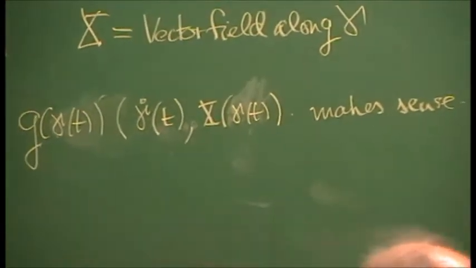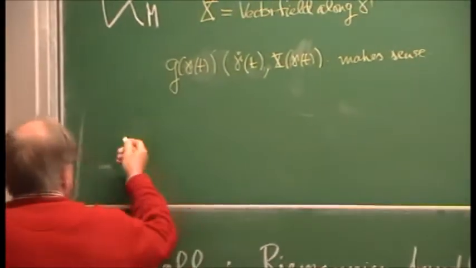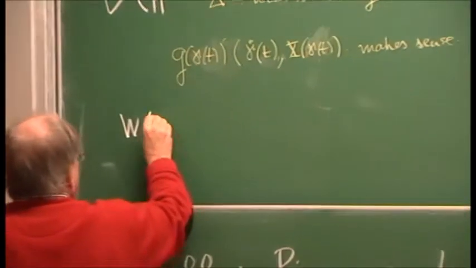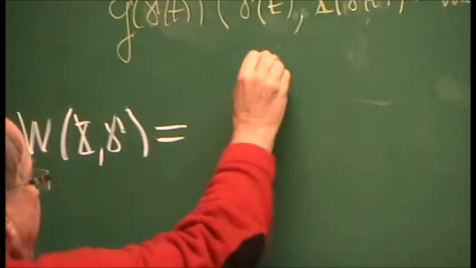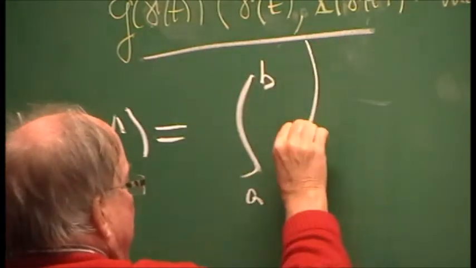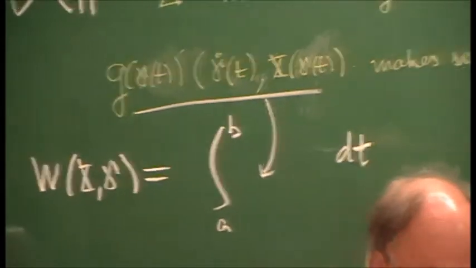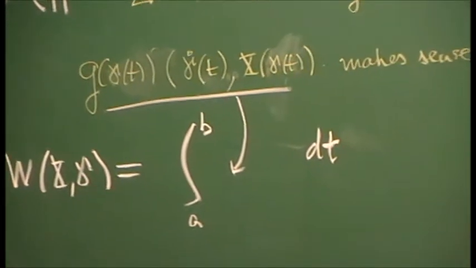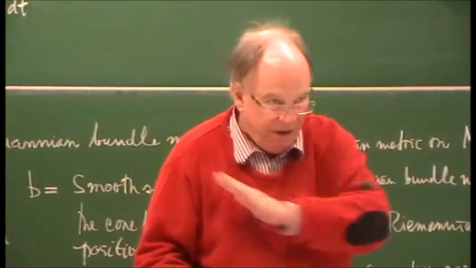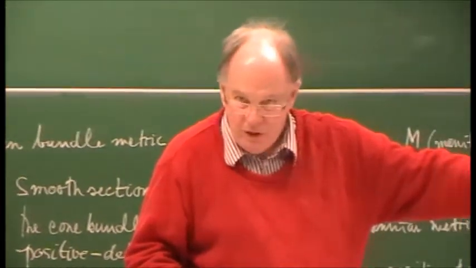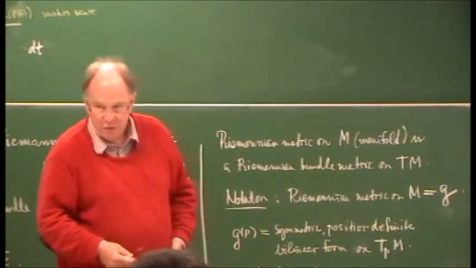So this says that we can define something, if you like, called work. This is simply the work of this vector field along gamma, I'm just writing something for fun here, the integral from a to b of this quantity. So when you see scalar product, it means you're in flat space with the standard Euclidean Riemannian metric, and work has been computed with respect to that.